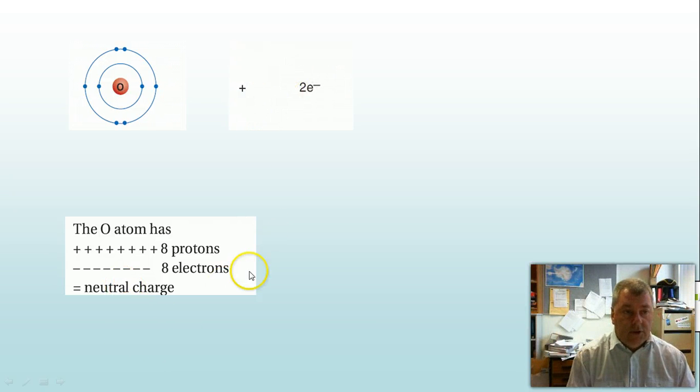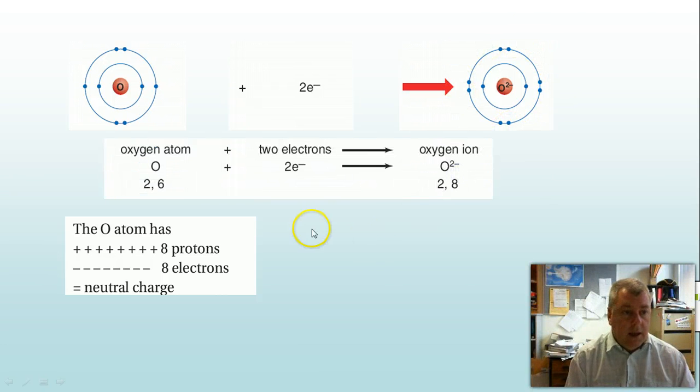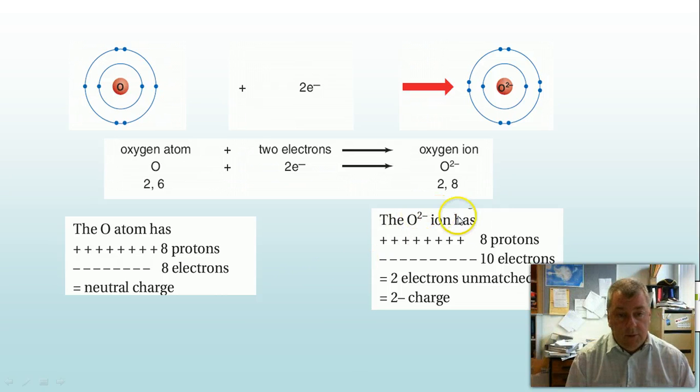If it gains 2 electrons, it then has a full outer shell, so we can see the 8 there, and this is the equation for it. Oxygen plus 2 electrons, showing the minus charge there, makes the oxygen ion or oxide, and the electron configuration goes from 2,6 to 2,8. And the way that charge works out is we've still got the 8 protons, but now we've got 10 electrons. 2 are unmatched, so there's a charge excess, sometimes we call it, of -2. Can be written as -2 or 2 minus, but always as a superscript.